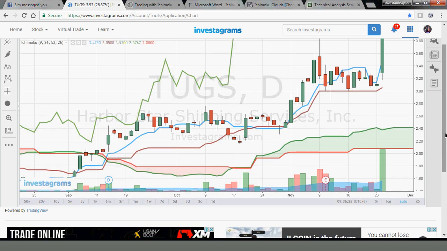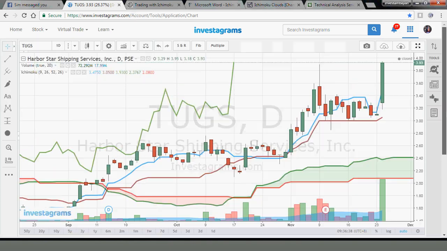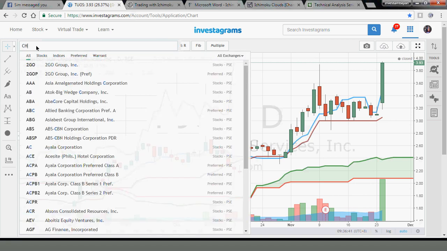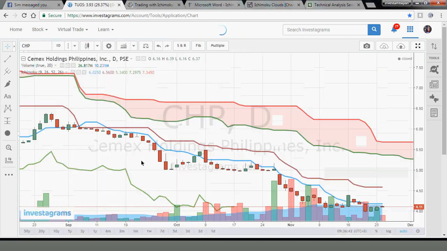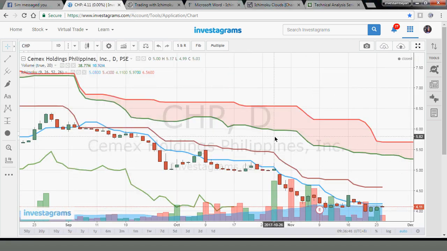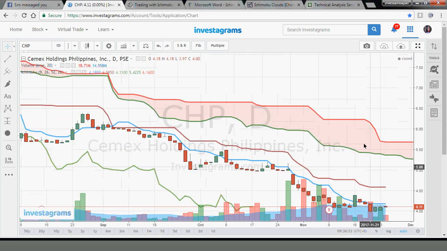Now, when it is below the cloud, that is considered bearish. So, nasa taas siya, bullish, uptrend. Nasa baba siya, downtrend. So, pag nasa baba naman si price, just like CHP, di ba? Alam naman natin na downtrend sa CHP. So, kung kanina, nasa taas si price, yung cloud nagiging support. Ngayon naman, nasa baba naman ng cloud si price, nagiging resistance niya to. I hope you're getting the concept of this.